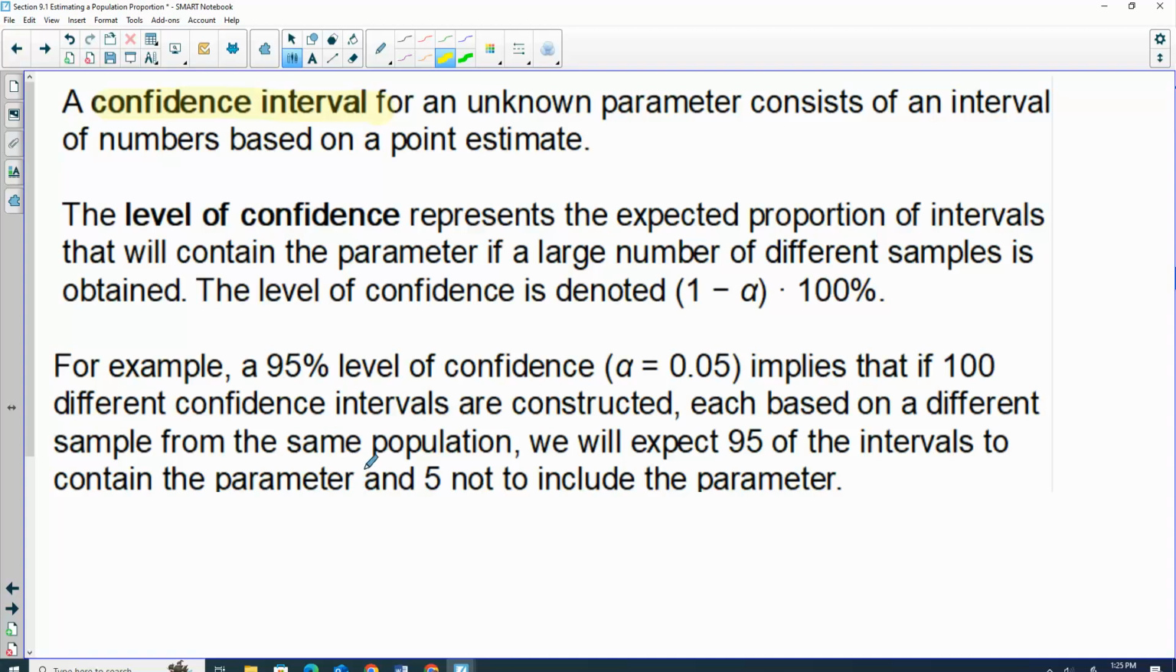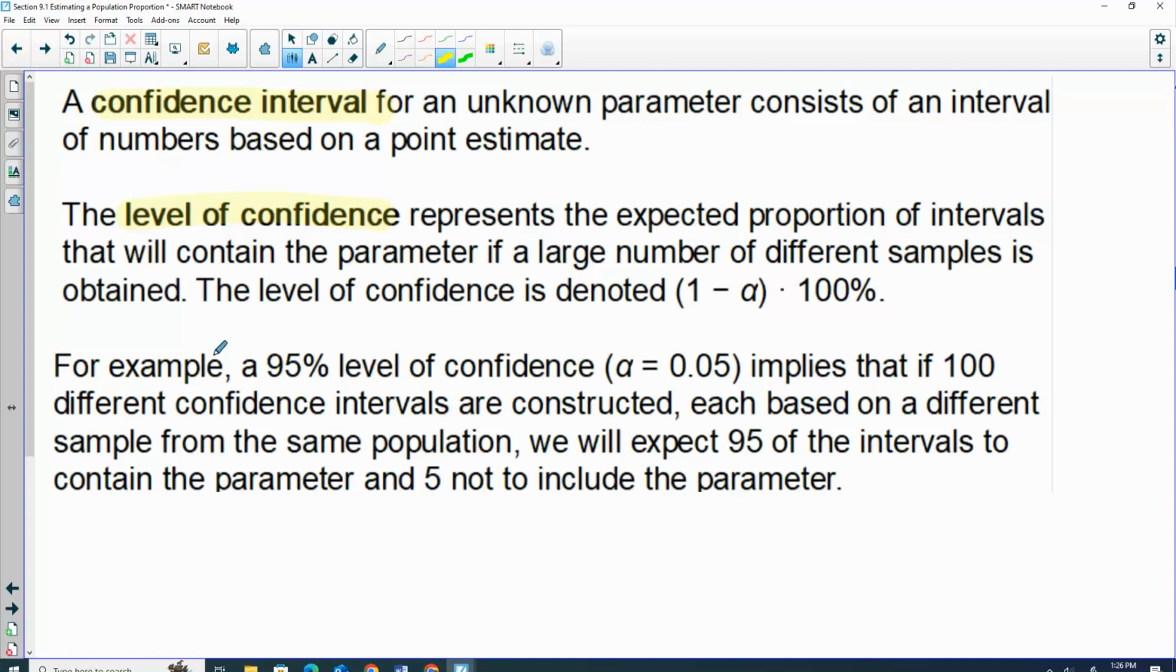So confidence interval is just an interval of numbers based on a point estimate. These are not terms that I am going to put on your test as a vocab or a matching section or anything. These are just words you're going to hear me say. So confidence interval is just a range of values. Level of confidence is basically how accurate do we think it is. So it's the expected proportion of intervals that would contain our parameter if a large number of different samples were obtained.